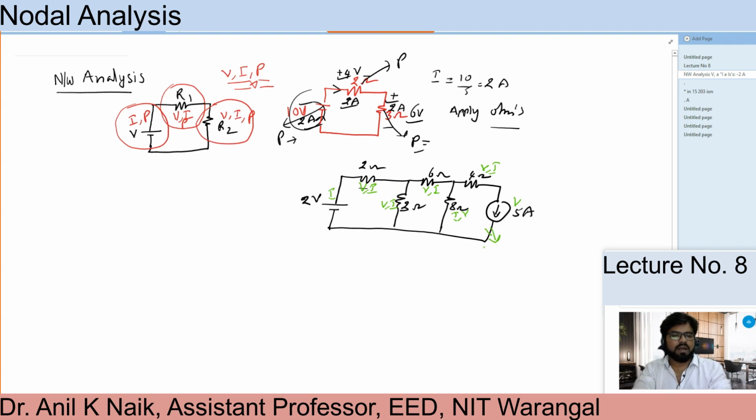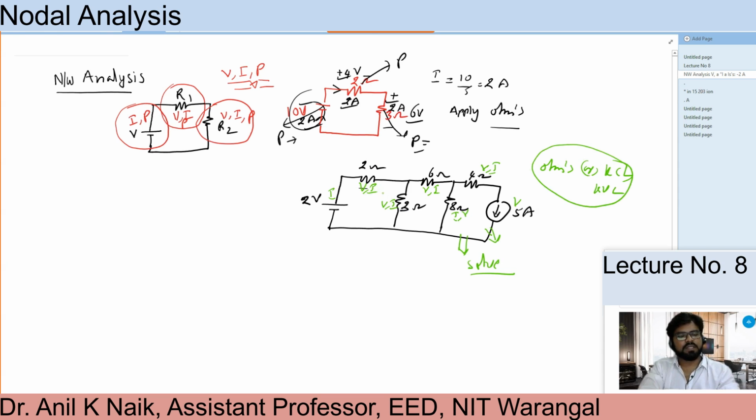By only applying Ohm's law or KCL and KVL, it is very difficult to solve this kind of network. You can try this at home, using only these laws to find the voltage, current, and power at each element of this particular network. It is a little complex, and the solution does not come very easily.